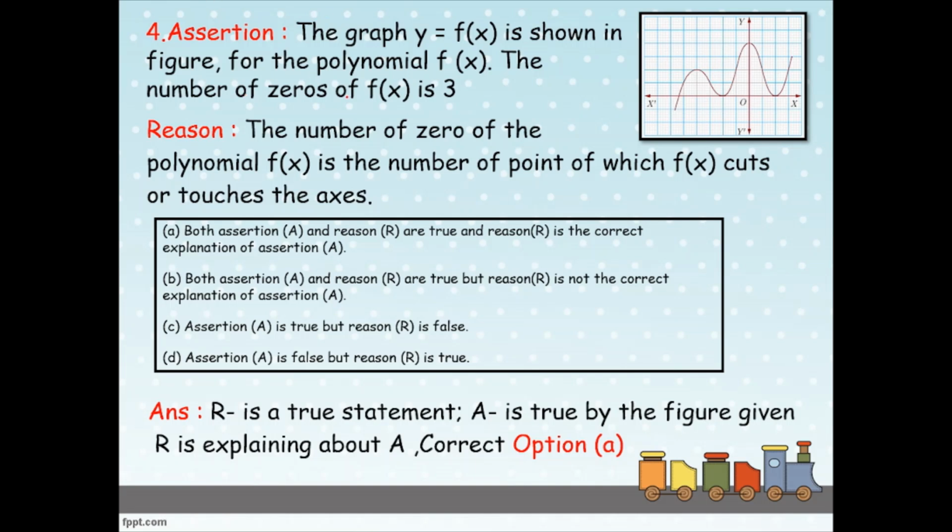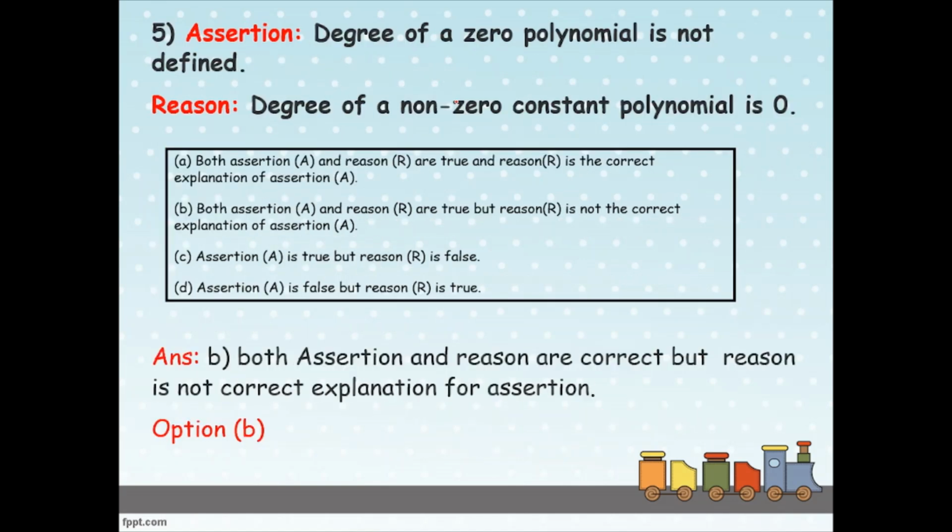In the given attached diagram, see here it is intersecting at point 1, here it is touching at point 2, here also it is touching at point 3. So in 3 places it touches the x-axis, so the number of zeros is 3. So the assertion is also true. Now the reason is also explaining the assertion. So the reason is the correct explanation of A. I'll go for option A.